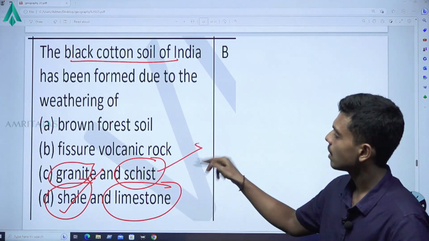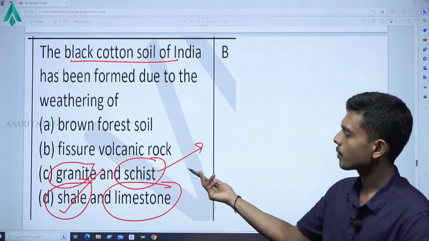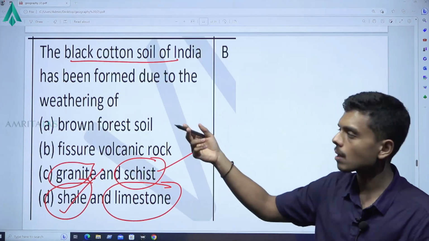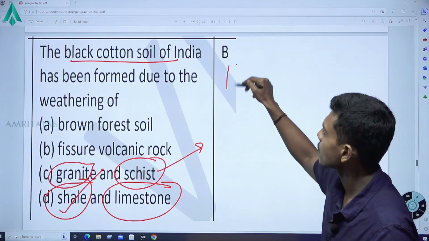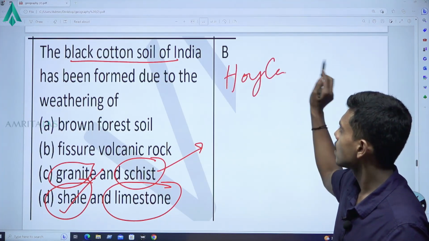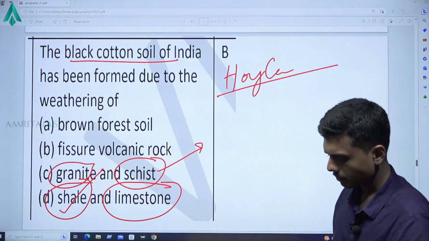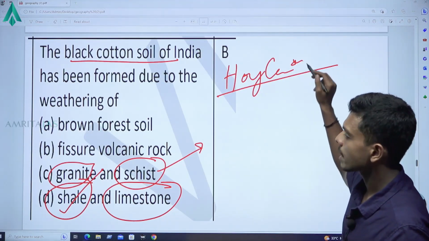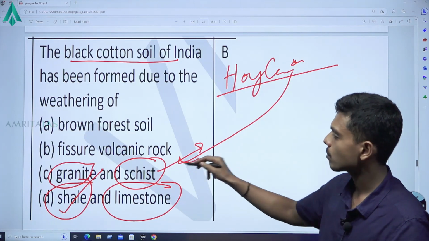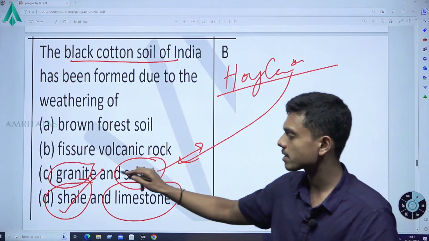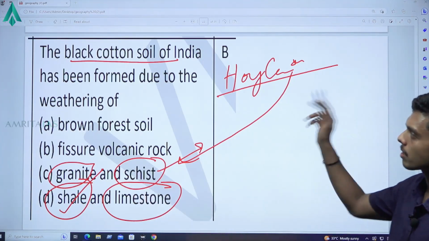Schist. You can get questions on any temple. For example, when you study the Hoysala temples, we study about the Hoysaleshwara temple. What kind of material is the Hoysaleshwara temple made of? They will give you the options granite, schist. So you should be aware of these things. Mix it with the cultural aspect also.